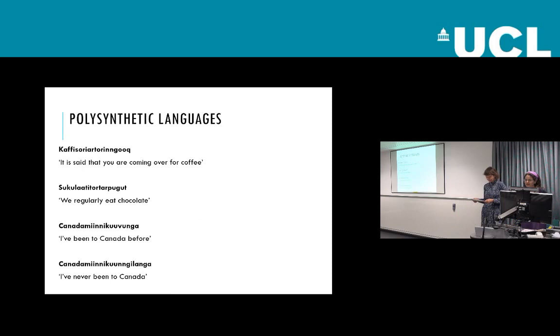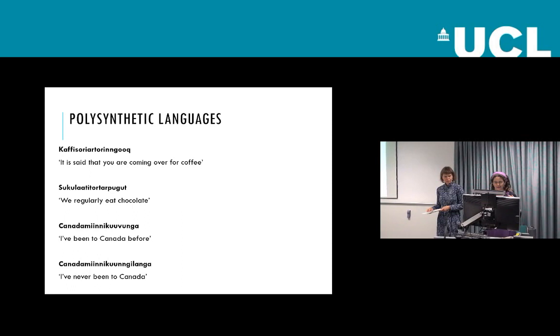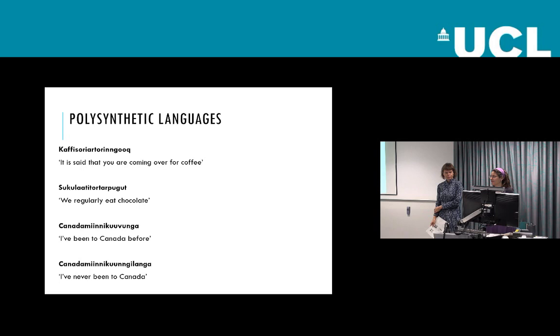And then a variation on that theme, you can also negate one of these long polysynthetic words, and the negation goes right into the mix as well. So then we get Kanada mi nikung nilanga, which is quite similar to the other one, but this is, I've never been to Canada. So this nilanga is the I have not, or I not. So that gets added on to the have been, and then in Canada. So you get the whole thing in one package.